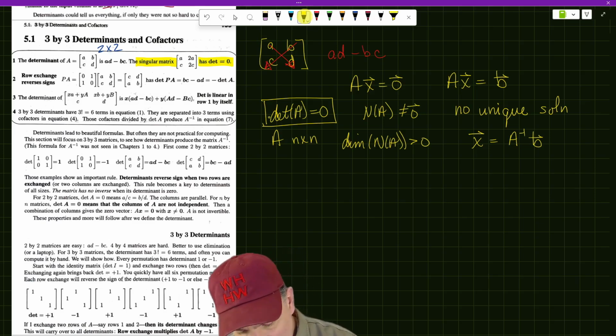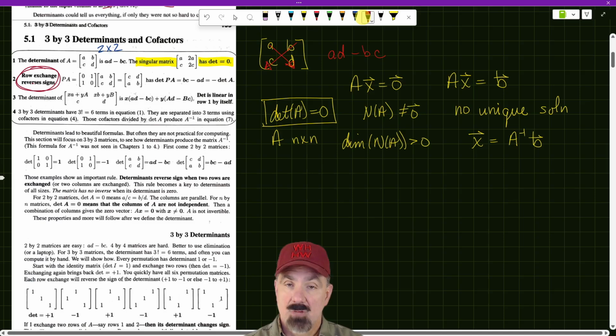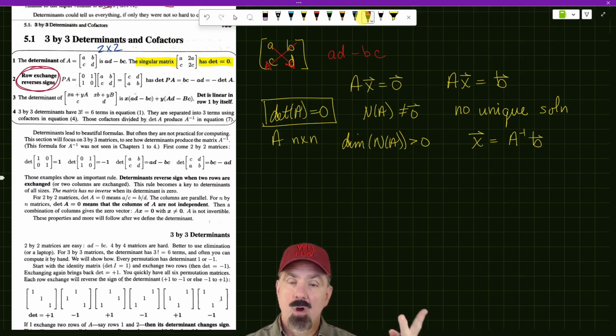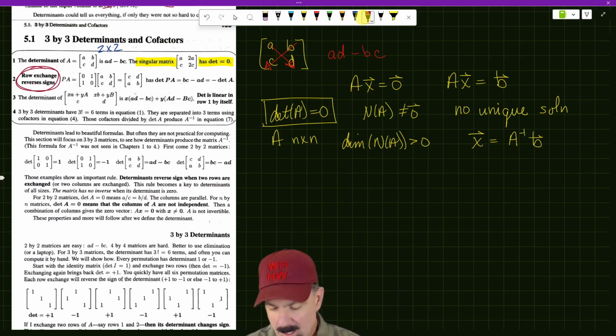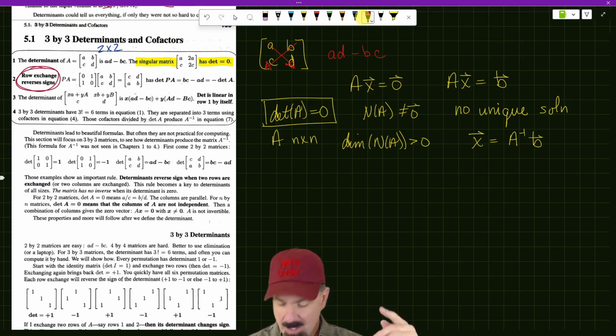Moving on then, we have an important result here: row exchanges, and as it turns out, column exchanges. If we do a row exchange or a column exchange, we are going to take the determinant value and multiply by -1. The way he says that is it reverses the sign. So if it's positive, it becomes negative. If it's negative, it becomes positive. That's for each row or column swap that we end up doing.